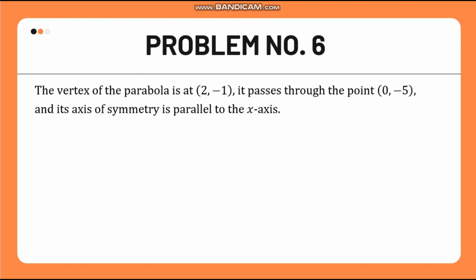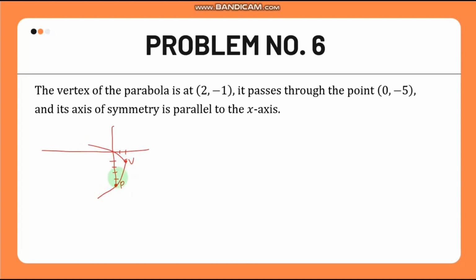The vertex of the parabola is at 2, negative 1. It passes through the point 0, negative 5, and its axis of symmetry is parallel to the x-axis. So, if you're going to plot the points, the vertex is at 2, negative 1. So, we have 1, 2, negative 1. This is the vertex. Then, it passes through the point 0, negative 5. This is our 0, negative 5. As you can see, since the axis of symmetry is parallel, the opening is either left or right. But since it passes through the point 0, negative 5, it opens to the left.